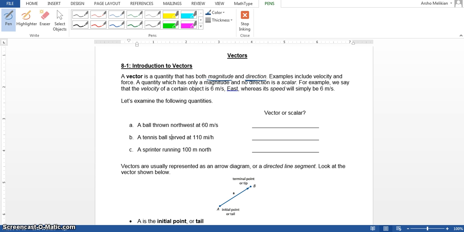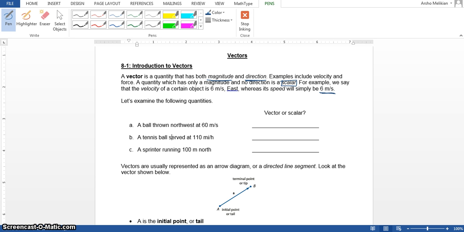So velocity is a vector, force is a vector. If a quantity has no direction, just magnitude, it's a scalar. For example, if a certain object is moving 6 meters per second east, that's the velocity. The speed is simply 6 meters per second. When you look at your speedometer and you're going 72 miles an hour, that's your speed. If you're driving 72 miles an hour north or northwest or southeast, that's your velocity and it's a vector quantity.